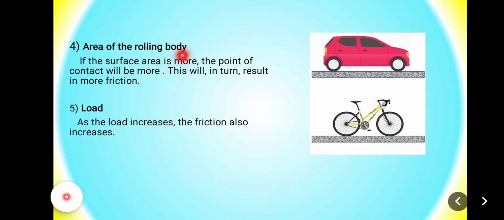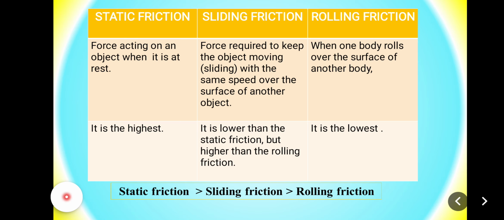Area of rolling body. If the surface area is more, the point of contact will be more. This will in turn result in more friction. Load. As the load increases, the friction also increases. Now the difference between static friction, sliding friction and rolling friction.